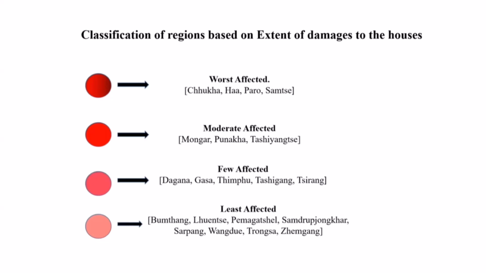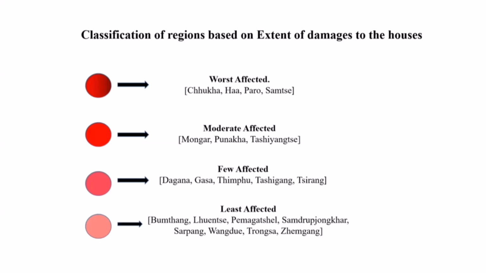So the worst affected region includes Chukha, Ha, Paro and Samtse, where the moderately affected includes Mongar, Punakha, and Tashiyangtse, and the few affected region includes Dagana, Gasa, Thimphu, Trashigang, and Zhemgang, and finally the least affected region includes Bumthang, Trongsa, Pemagatshel, Samdrup Jongkhar, Sarpang, Wangdue Phodrang, and Zhemgang.